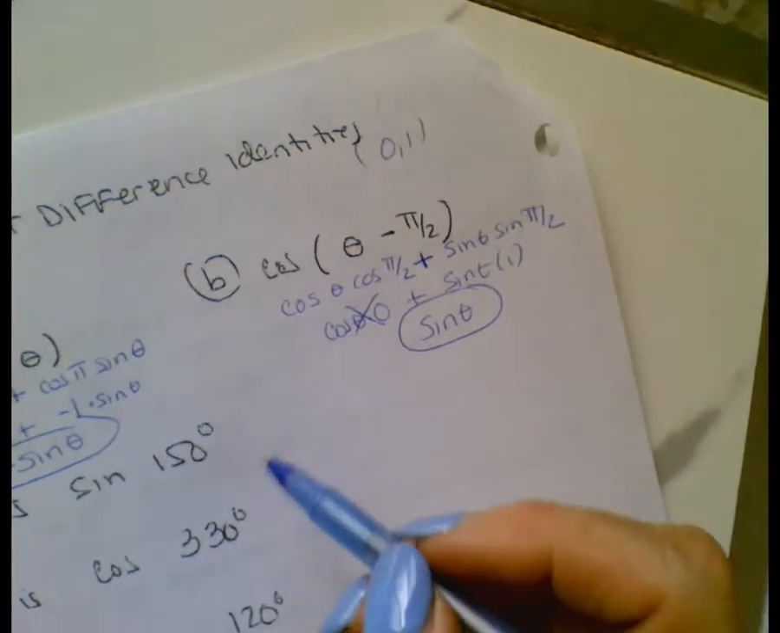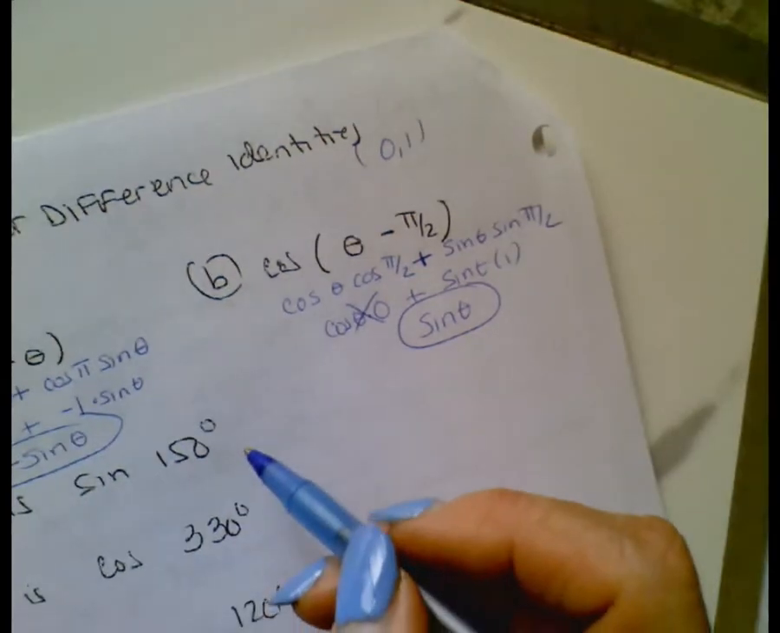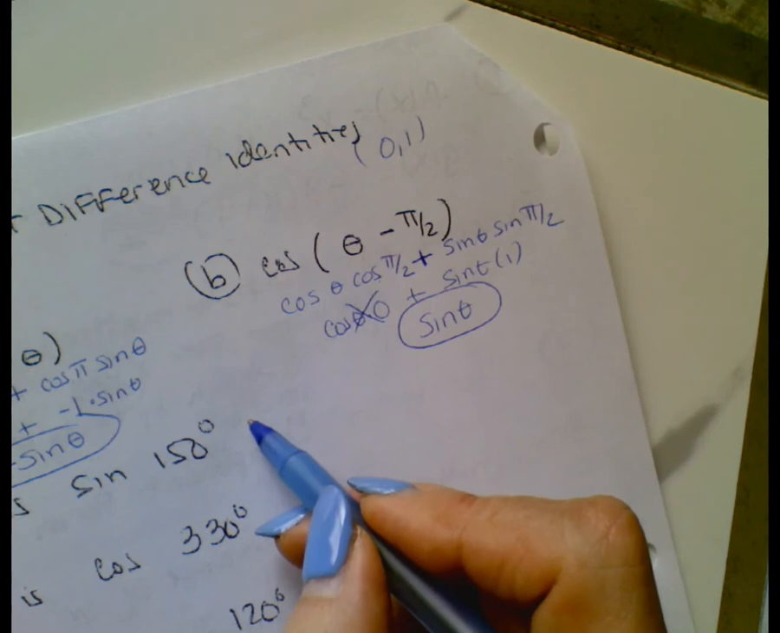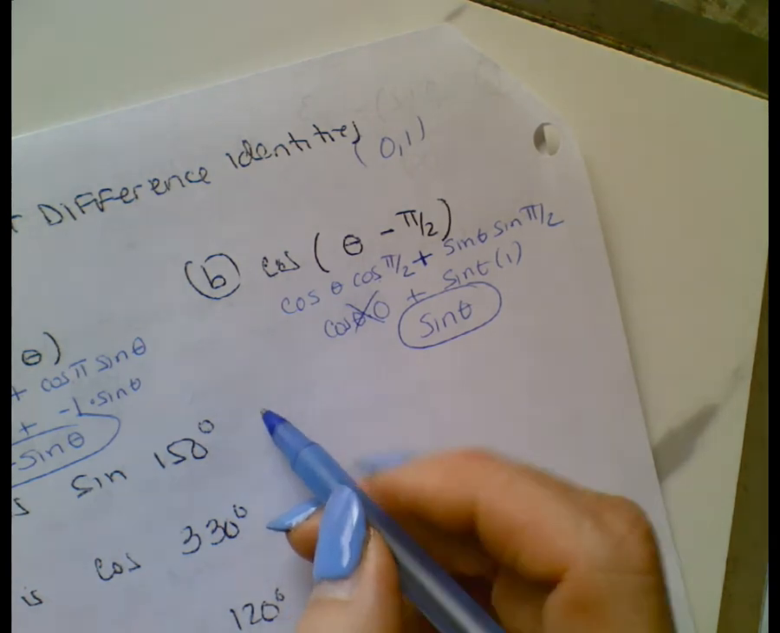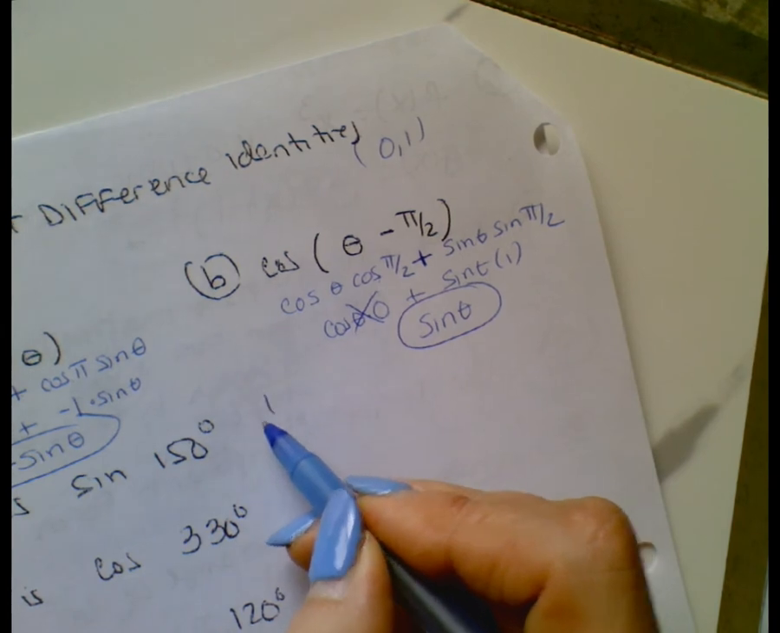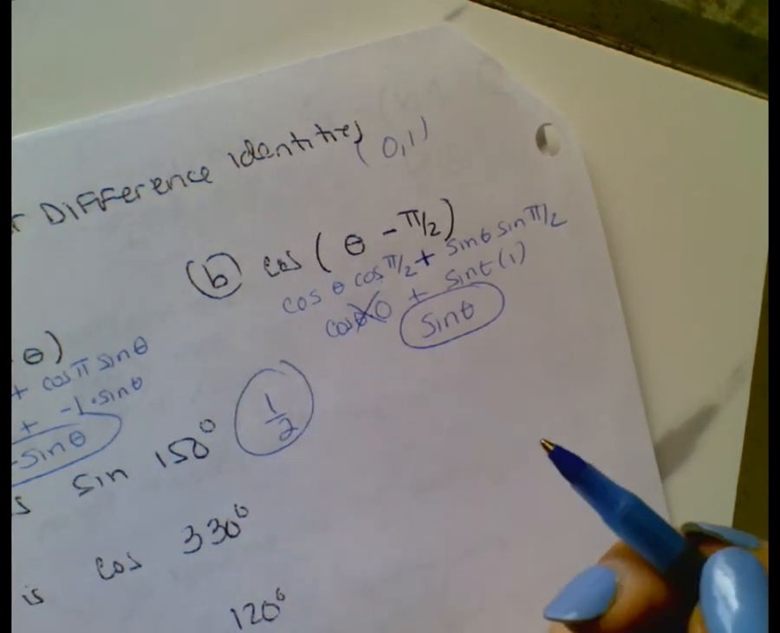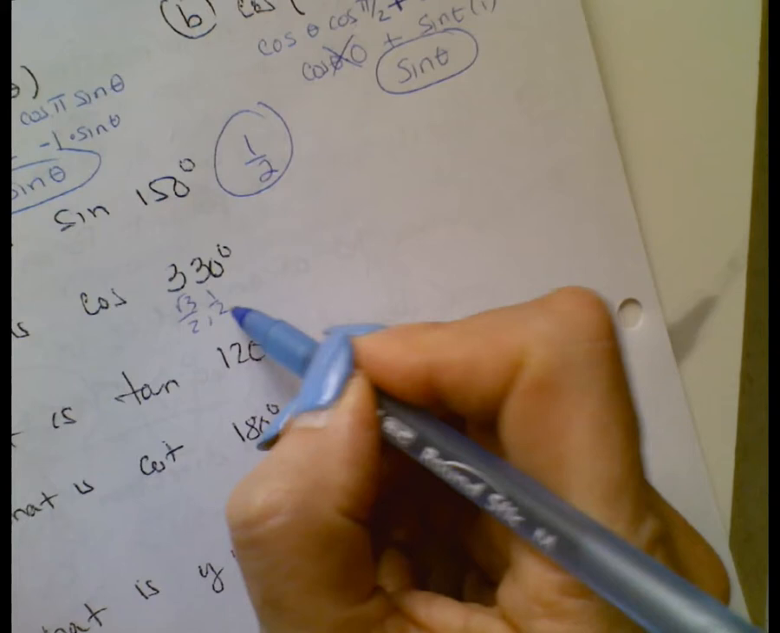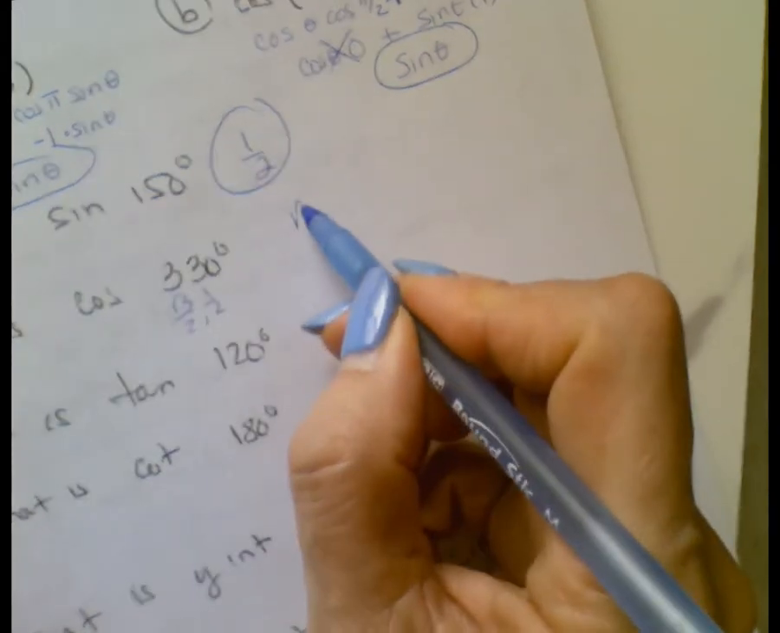What is the sine of 150? This is practice for some unit circle stuff. 150 has to do with 30 degrees. So 30 degrees starts with a 3, so this is a 1/2, and it's positive because it's in the second quadrant. Cosine of 330, this is also a 30 degree angle. 30 degree looks like this. So the cosine, we know it's radical 3 over 2.